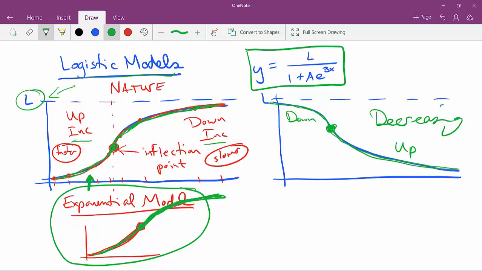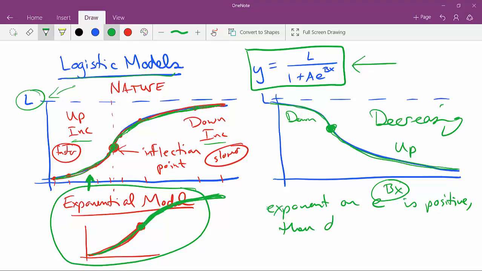Okay. Our basic logistic model looks like this. If the exponent on the exponential, so e to the bx, if the exponent here is positive, then we have a decreasing logistic model. If the exponent is negative, then we have an increasing model.